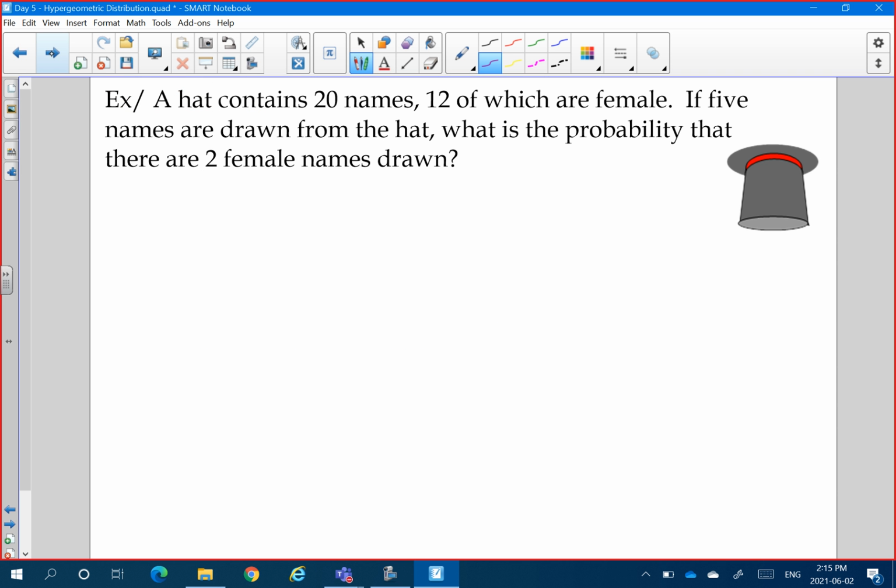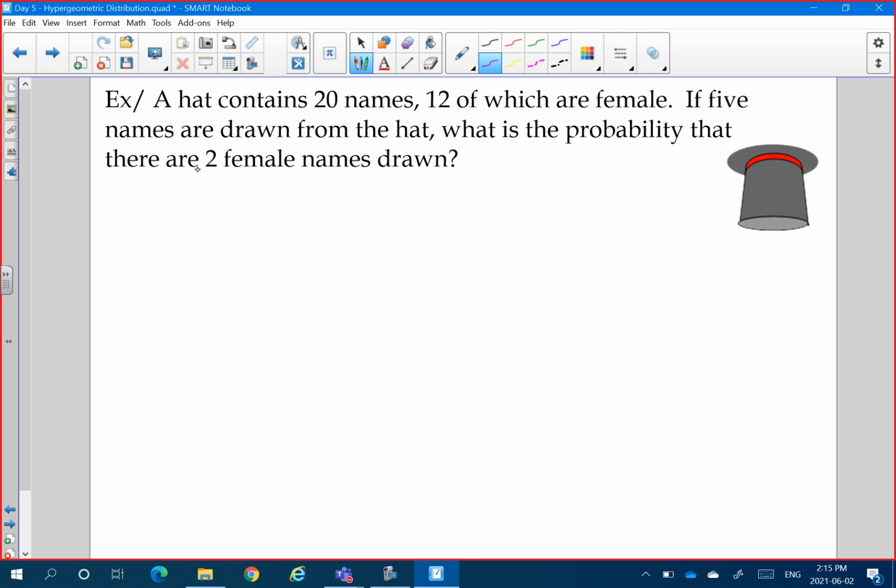So, for example, we've got this little top hat upside down. We've got 20 names in it. 12 of those names are female, so obviously the other 8 are male. If 5 names are drawn from the hat, what is the probability that there are 2 female names drawn?